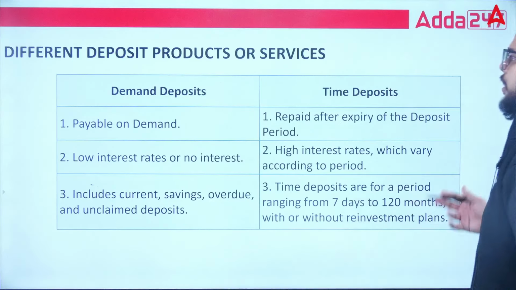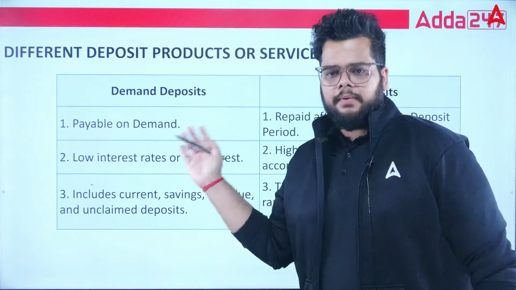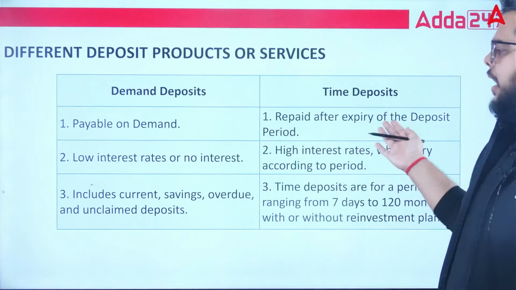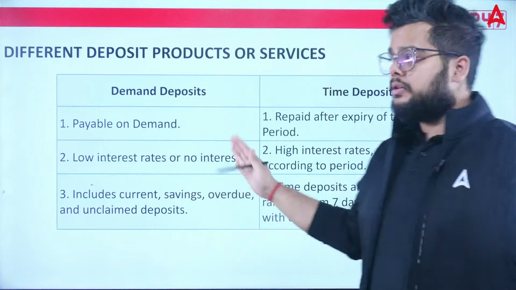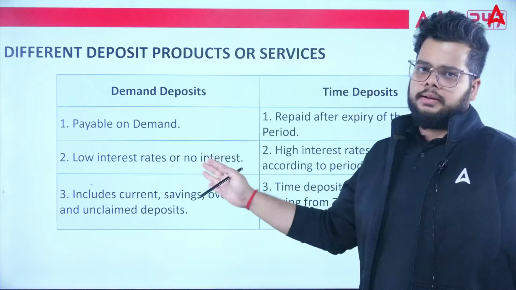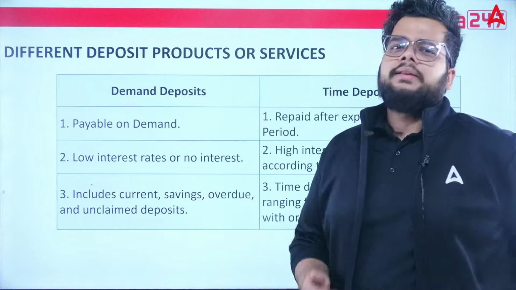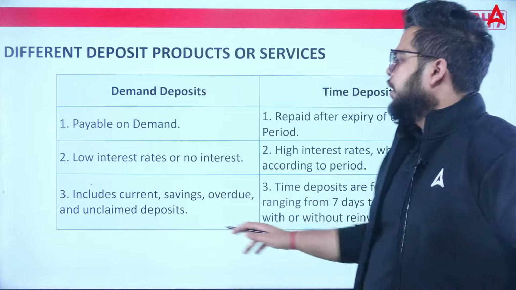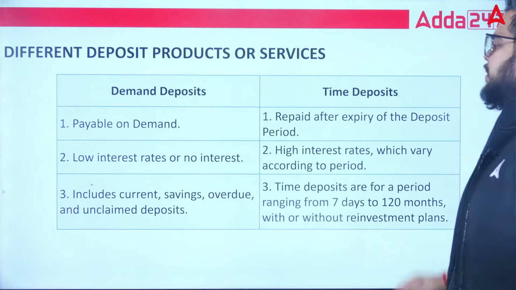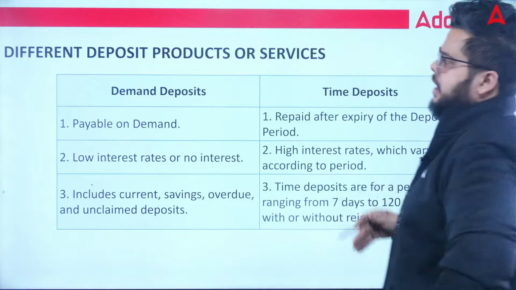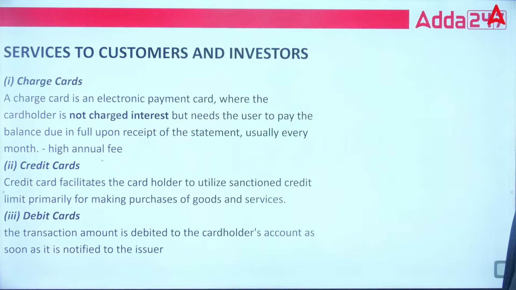Next, the important difference between deposit products or services: demand deposit and time deposit. Demand deposit is payable on demand, time deposit is paid after a certain amount of time. In demand deposit, the rate of interest is low. In time deposit, as compared to demand deposit, it is higher. Mostly it is thrice. Fine, that is the norm. Demand deposits include current, savings, overdue accounts, unclaimed deposits. In time deposits you will find FD, RD, like that. Okay, then we have the services to the customers and the investors.